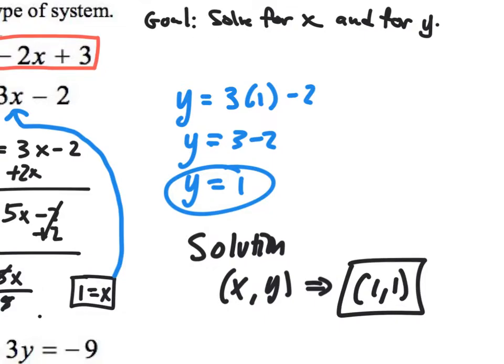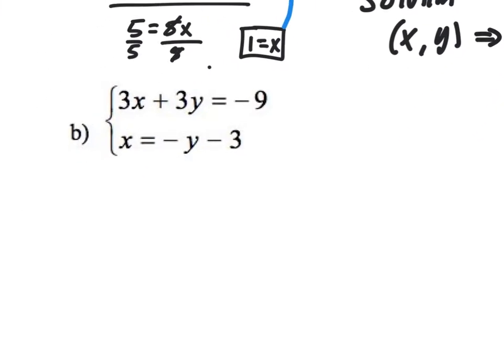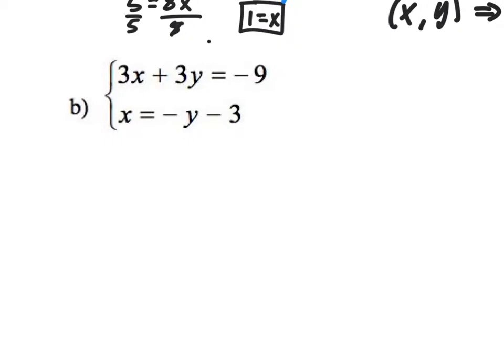Okay, let's take a look at the next one. Now the next one, part B, we have 3x plus 3y is equal to 9. And then this bottom equation is solved for x. X is equal to negative y minus 3. All right, so the top equation is in standard form. The bottom equation is solved for one of my variables. So because this bottom equation is solved, I would use substitution in this case.